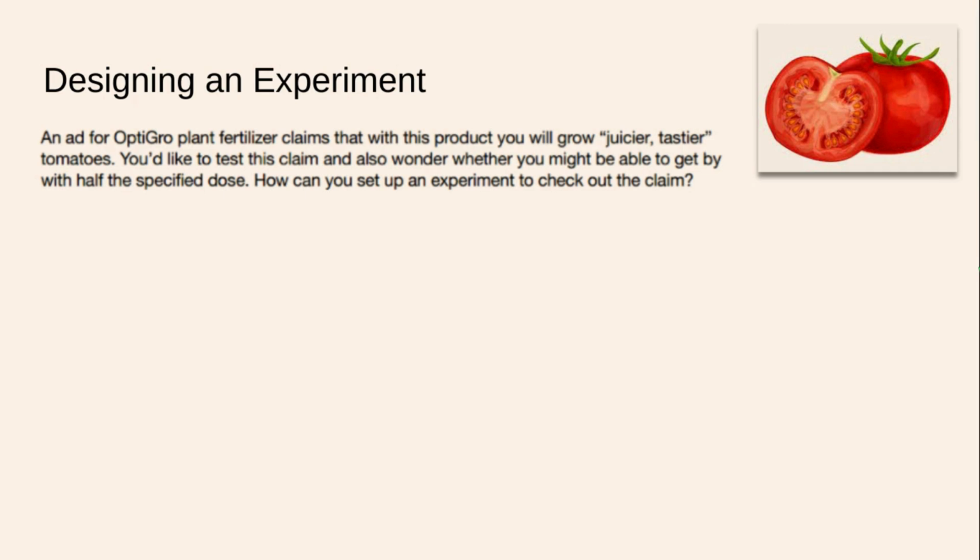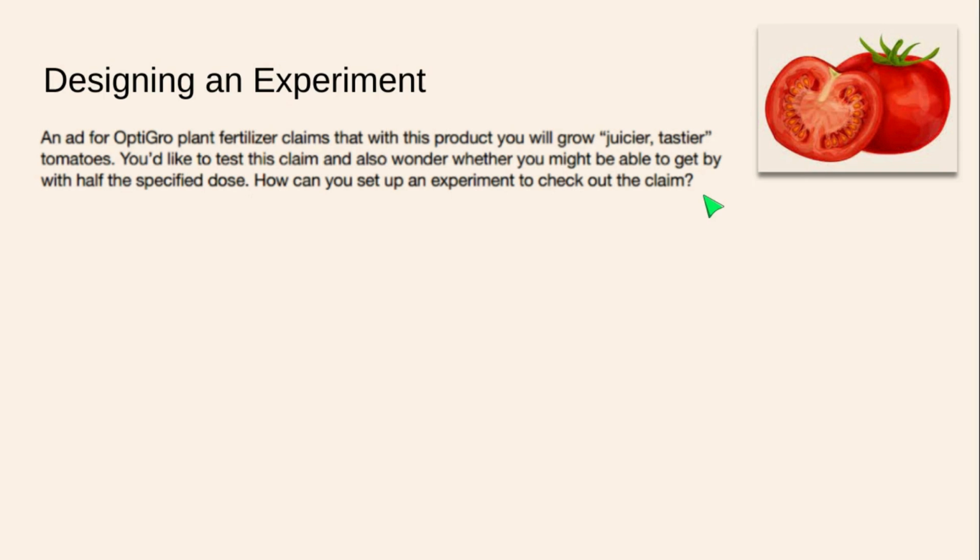Let's have at it. So we have an ad for OptiGrow, a very creatively named plant fertilizer company. It makes plant fertilizer, and it claims that this product will grow juicier and tastier tomatoes. You would like to test this claim and also wonder whether you may be able to get by with half the specified dose. So do you need the full dose, or can you get away with half a dose to produce desirable tomatoes? How can you set up an experiment to check out that claim?